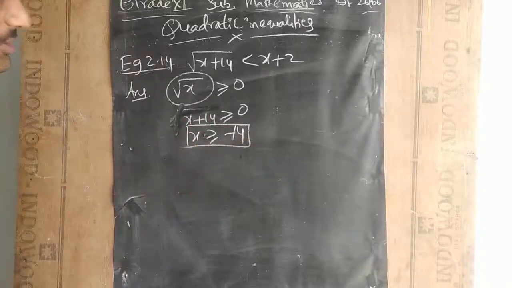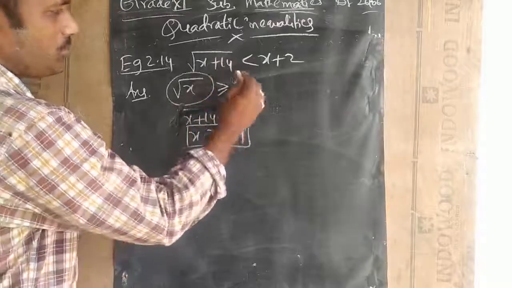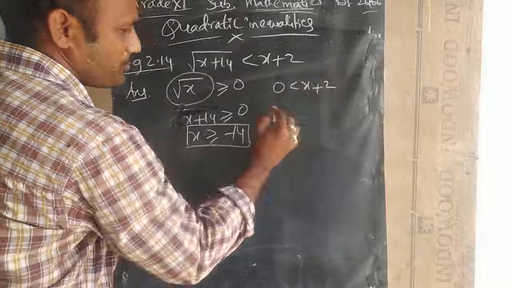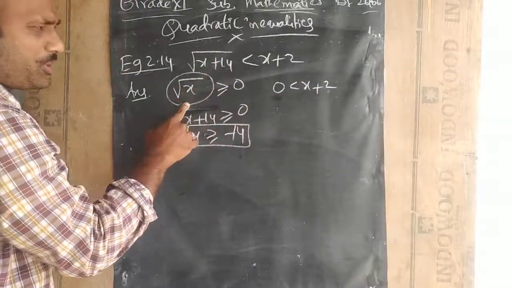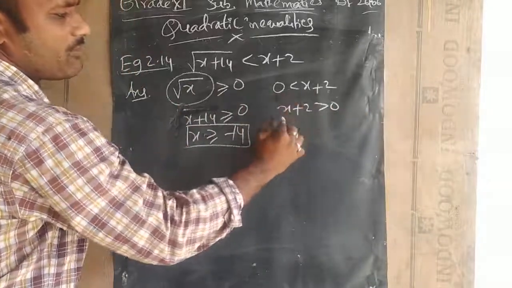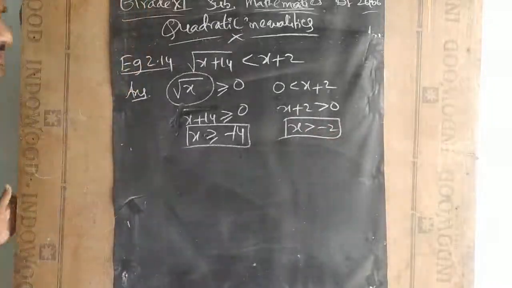This is the first condition. Now, I said it may be 0 or it may be more than 0. So this condition will be replaced as 0 less than x plus 2. In place of x plus 14, I am assuming it as 0, because it is a positive value. So x plus 2 is greater than 0. Inequality will not change. X greater than minus 2. This is the second condition.